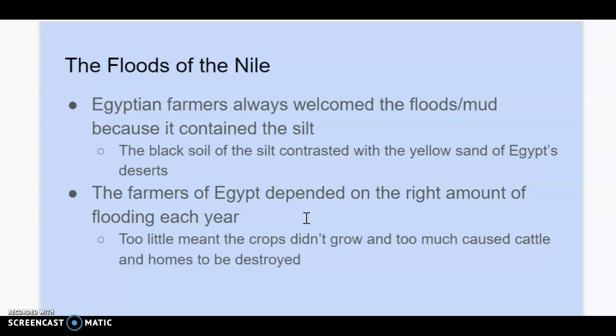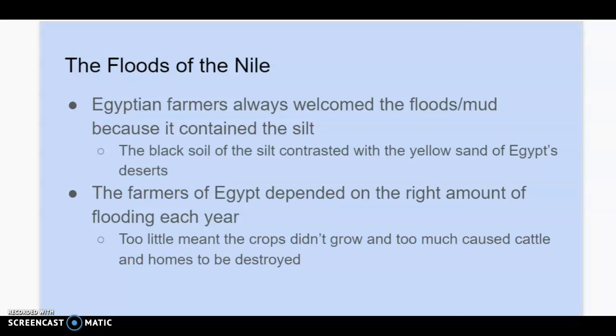Too little water in the floods, too little of a flood, meant the crops didn't grow. They didn't have the fertilizing silt. They didn't have this black soil, they didn't have the mud, and they wouldn't have the water for irrigation. And then too much of it caused destruction. It would drown cattle and sweep them away. It could flood the homes and destroy them. Water is an absolutely devastating force.